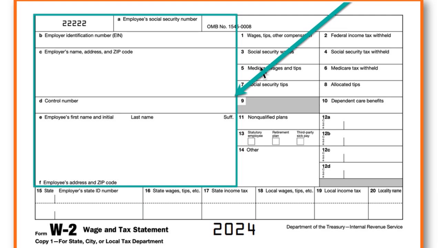So let me talk about box A. You want to be careful to ensure your employee's social security number is entered correctly here. The IRS is looking at the information in that box and reconciling it to their other records. You want to enter your EIN number, your name and address, and also your employee's name and address.